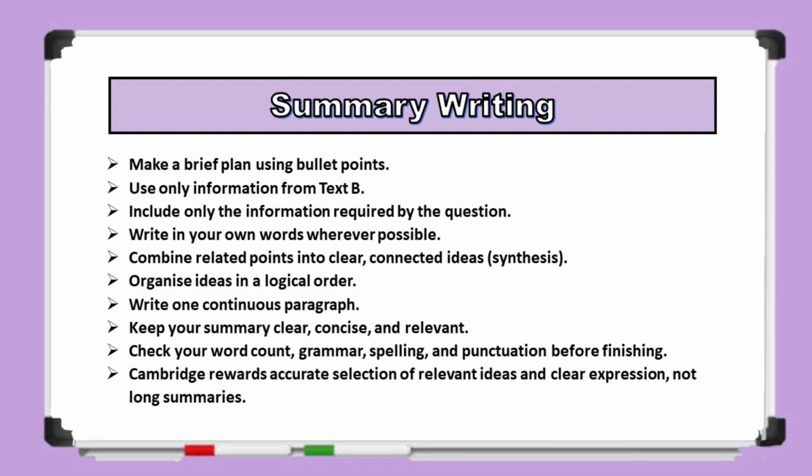Use only information from text B and include only the information required by the question. Write in your own words wherever possible, combine related points into clear, connected ideas, and organize your ideas in a logical order. Then write your summary as one continuous paragraph. Keep it clear, concise, and relevant. Finally, check your word count, grammar, spelling, and punctuation before finishing. Remember, Cambridge rewards accurate selection of relevant ideas and clear expression, not long summaries.